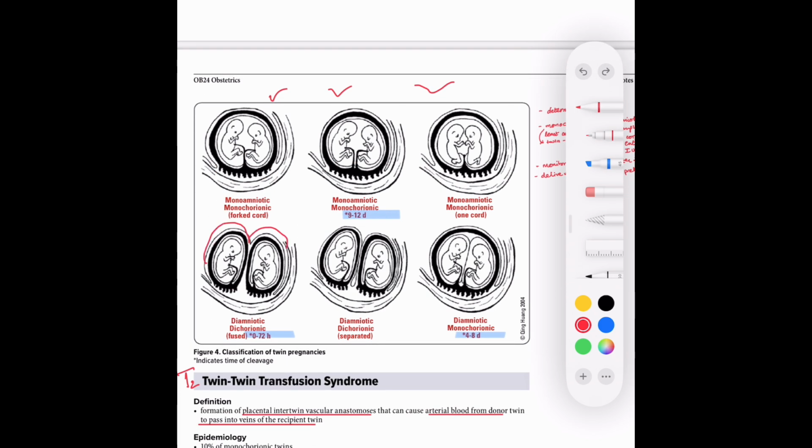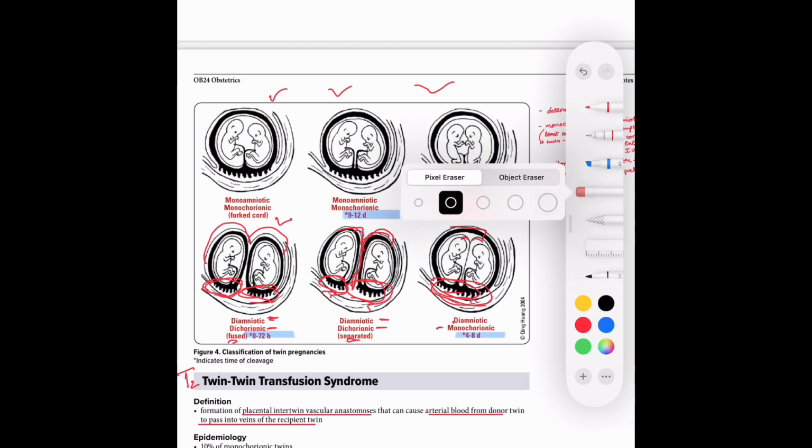Then in the pictures down there, you can see they have 2 sacs, right? Over here that sac is separated, but over here it is fused. And then they have 2 different placentas too. This one has 1 placenta. So 2 different placentas means dichorionic and diamniotic. 2 different placentas, dichorionic. 2 different amniotic sacs, diamniotic. They are separated. They are fused. And this one, 2 different amniotic sacs right here, diamniotic, but 1 placenta, monochorionic.